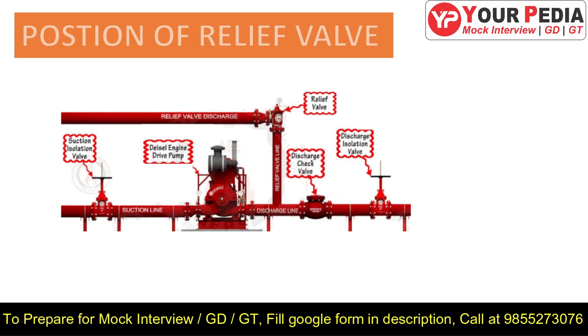Now what is happening here: there is a discharge check valve in this case. Now what is the meaning of a check valve? A check valve is basically a one-directional valve, also called a one-directional valve. What is the meaning of that? Flow can go in this direction, not in this direction. Flow can occur in this direction only, not in this direction.